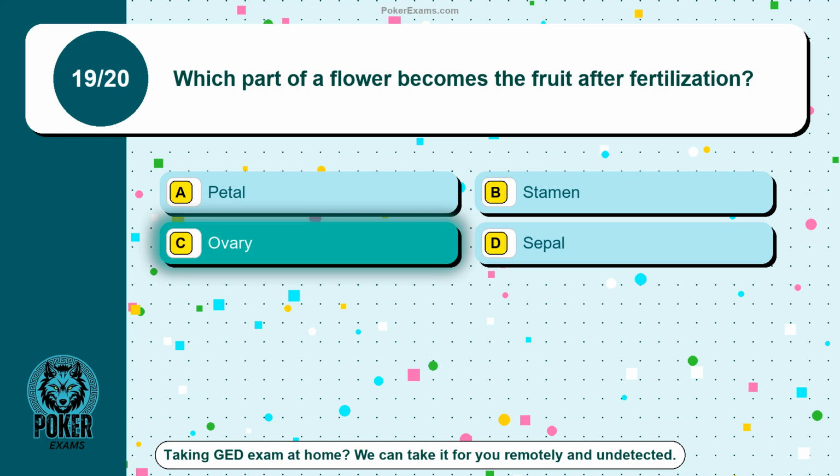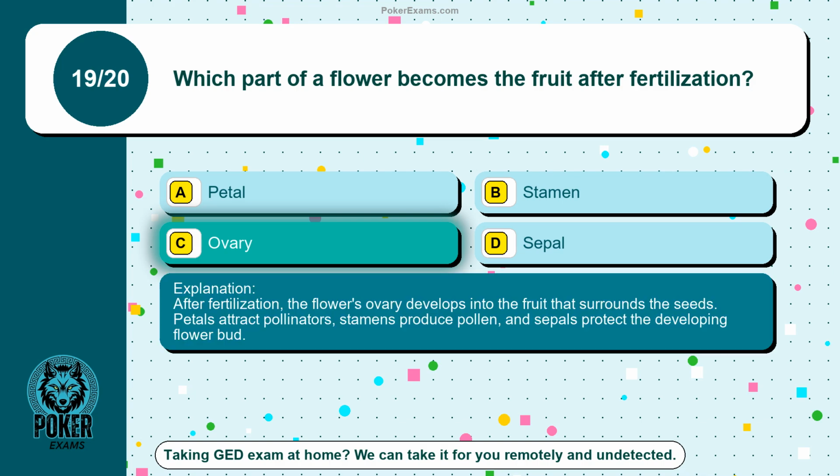The correct answer is option C. Ovary. After fertilization, the flower's ovary develops into the fruit that surrounds the seeds. Petals attract pollinators, stamens produce pollen, and sepals protect the developing flower bud.